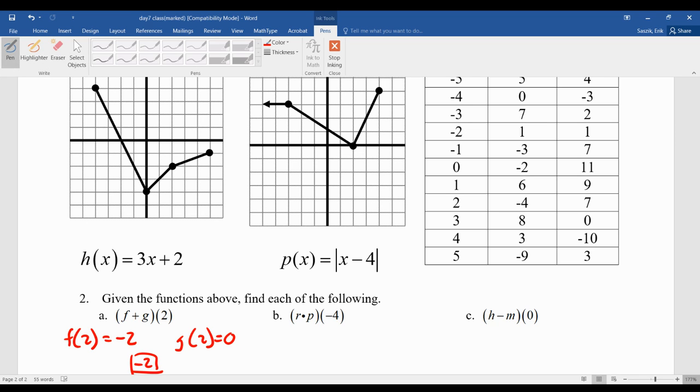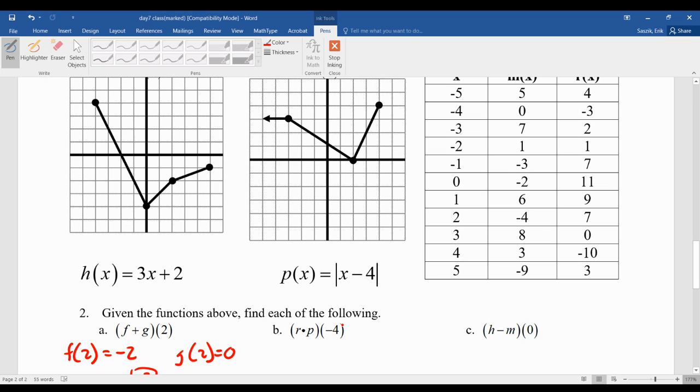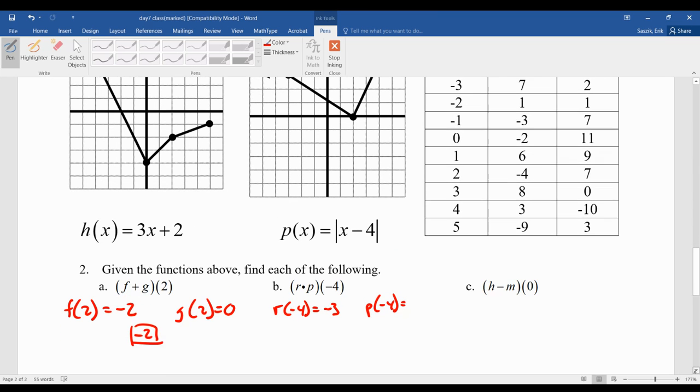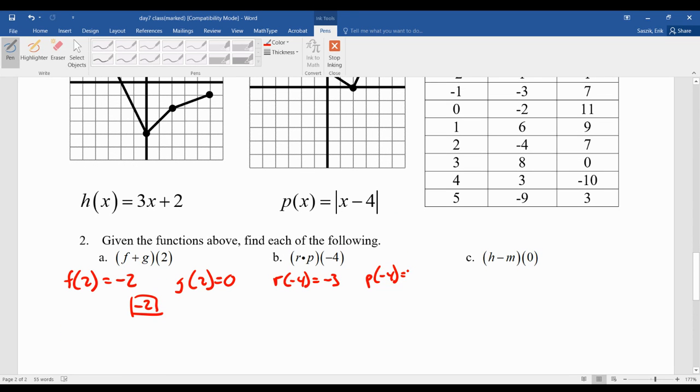Now R, so remember, that's over here on the far right. This is the input. So R of negative 4, that would be this thing here, negative 3. P of negative 4, I have to do a little bit of work here. That's this function, negative 4 minus 4. Now remember, that's negative 8. But the absolute value of negative 8 is positive 8.